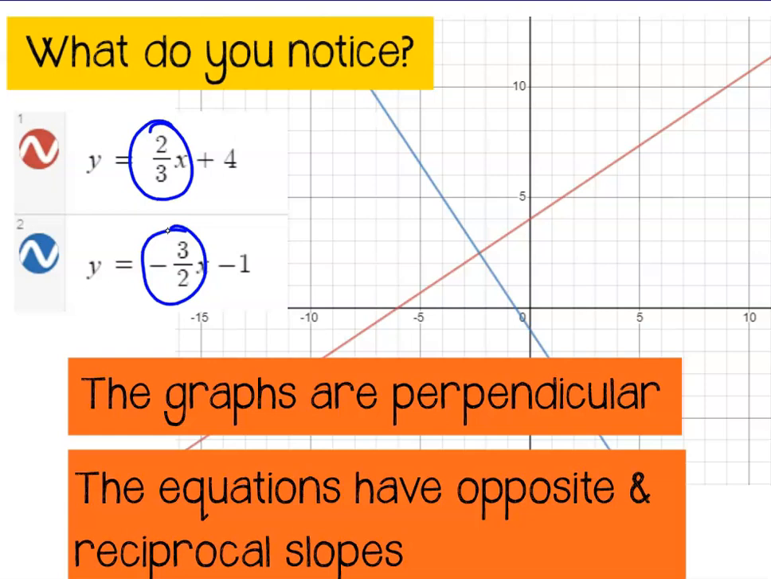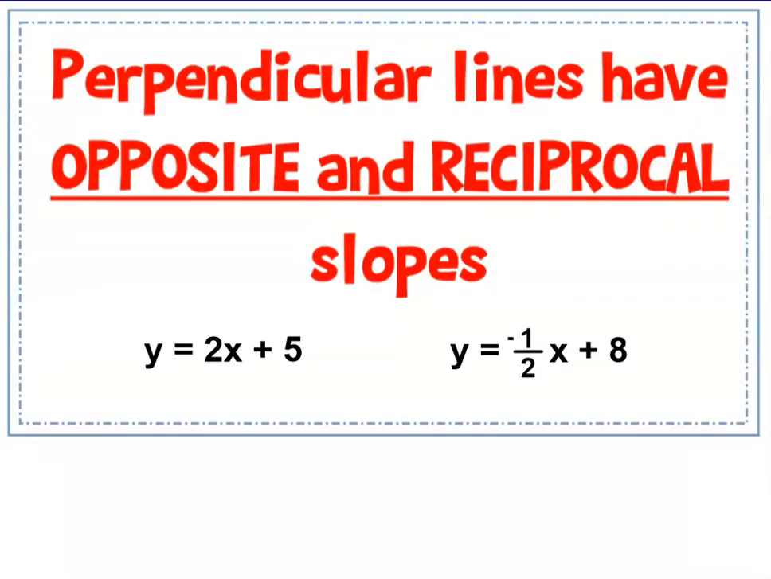And that's really important when you're talking about perpendicular lines. Another thing that's really important is that they have to have opposite signs, right? You can't intersect at a perfect 90-degree angle unless one line is uphill and the other line is downhill. So you have to have one positive slope and one negative slope. All right, let's get started with the lesson. The main idea today is that perpendicular lines have opposite and reciprocal slopes.